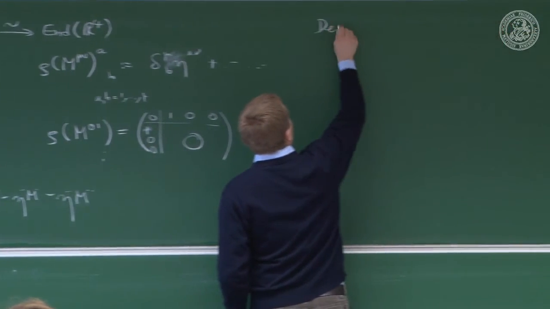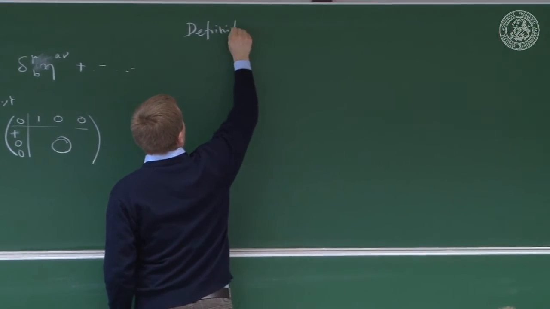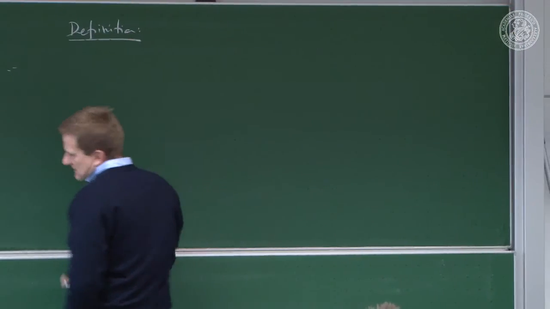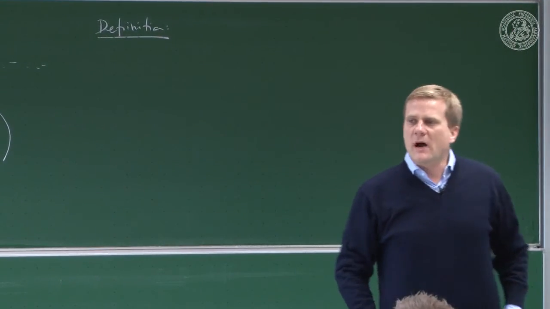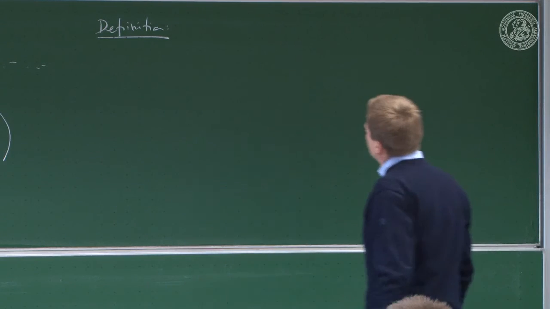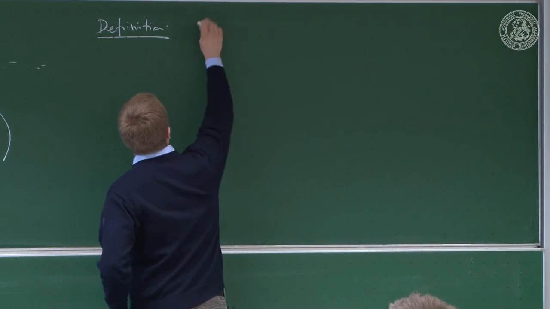So we have another definition, it's very useful. And that's the definition of the one-dimensional subgroups, or as they're also called, the one-parameter subgroups.